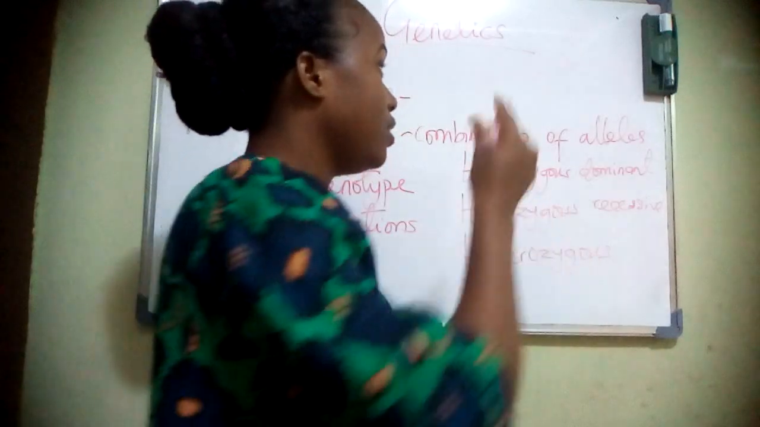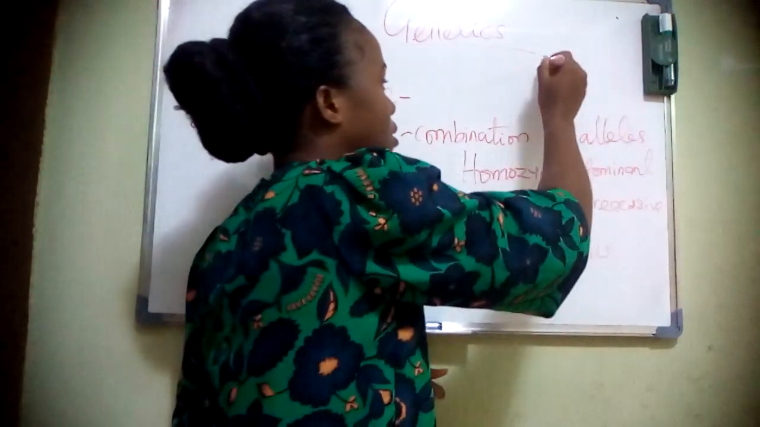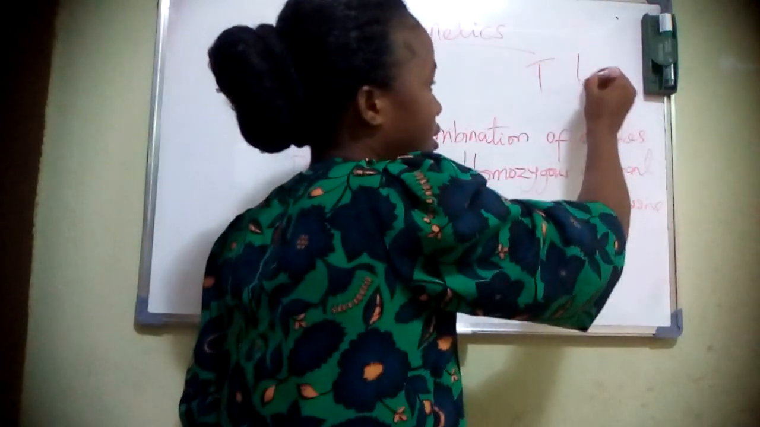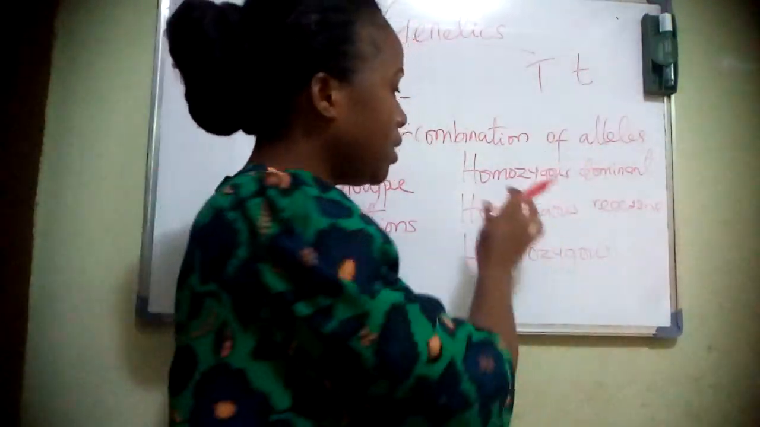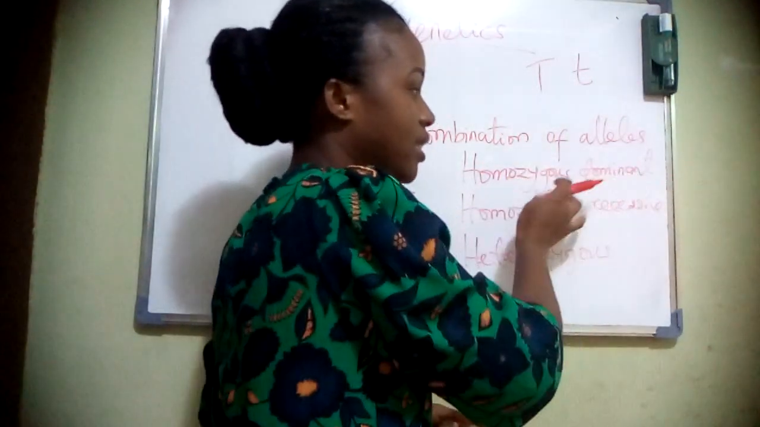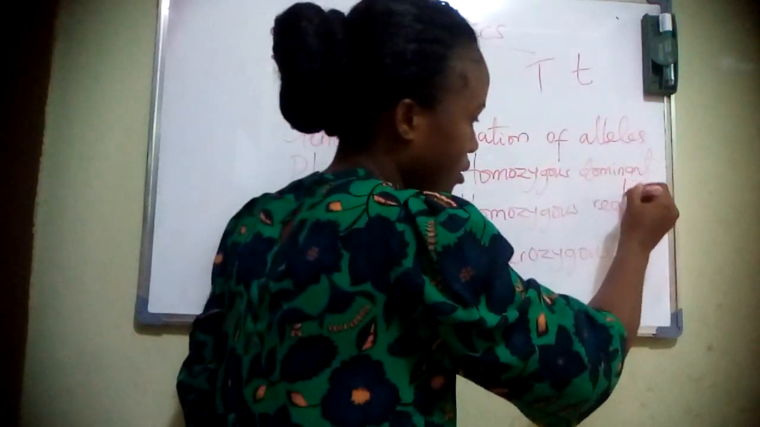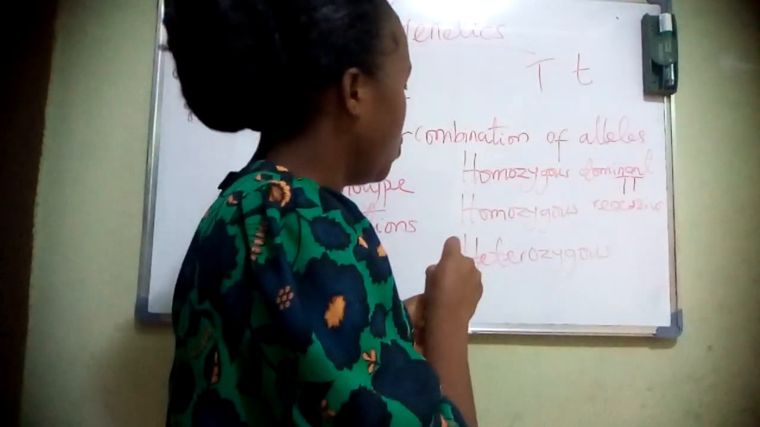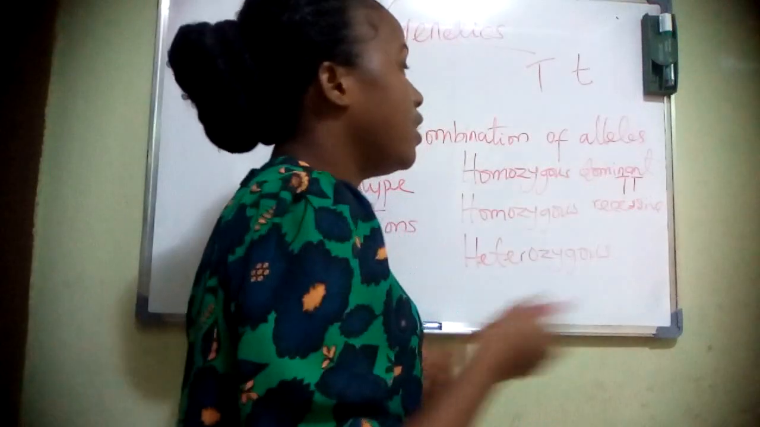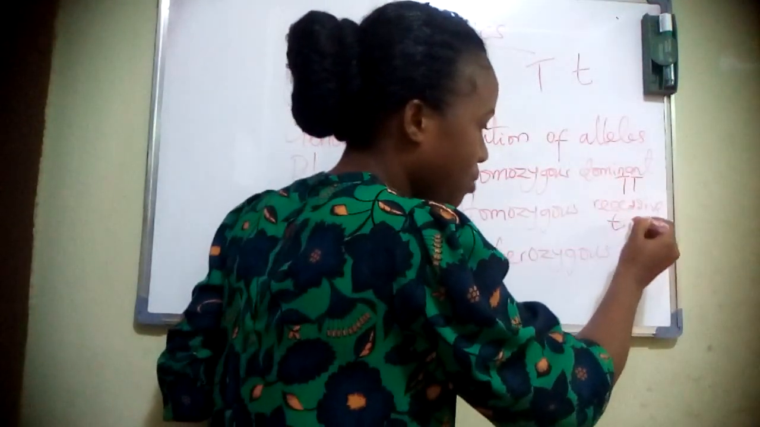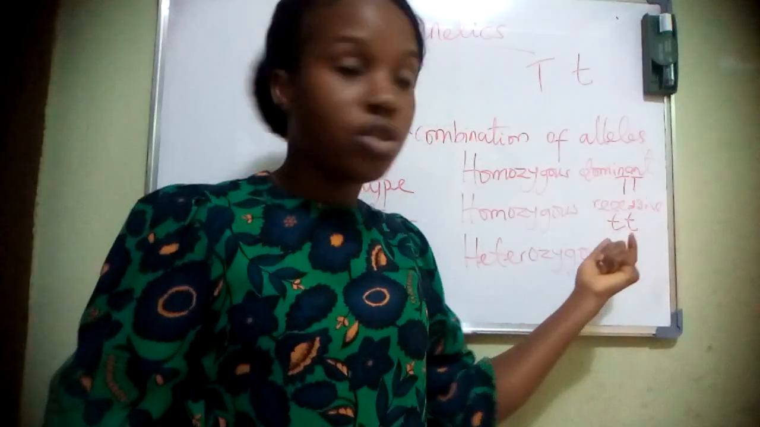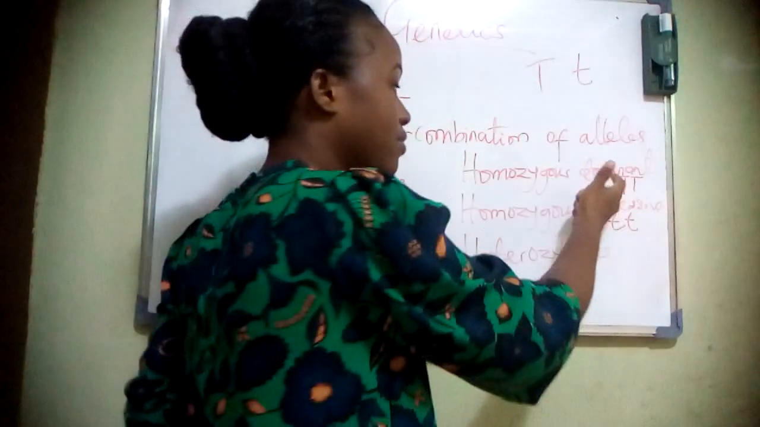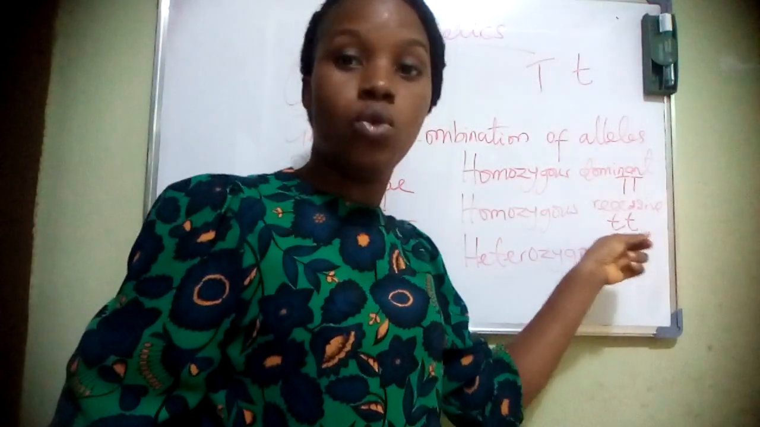For instance, let's say the gene for height is this. This is the dominant allele for the gene for height, and this is the recessive allele. So a homozygous dominant individual has two of this, that is two of the dominant allele. Then we have homozygous recessive. This means that the individual has the recessive allele in two copies. So in this case, let's say the dominant allele will give us a tall individual. So this individual will be tall, while this individual will be short.